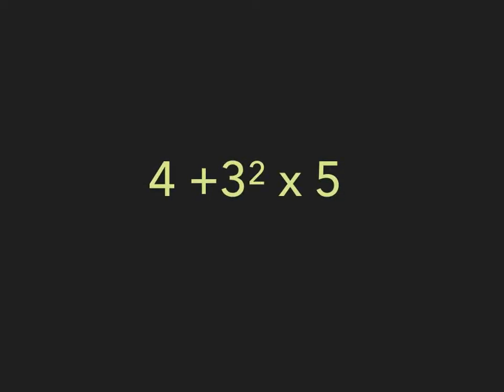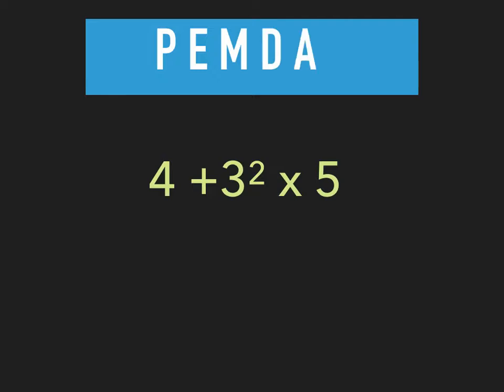Let's use this problem as an example. I have 4 plus 3 squared times 5. I'm going to take a peek at my PEMDAS, my order of operations, to see where I should start in this problem. The very first thing I'm going to look for is if I have anything within parentheses in a problem. Whenever I see something in parentheses, that means that that is the primary piece that I need to solve in this problem. That is the first piece of the puzzle to getting everything together.